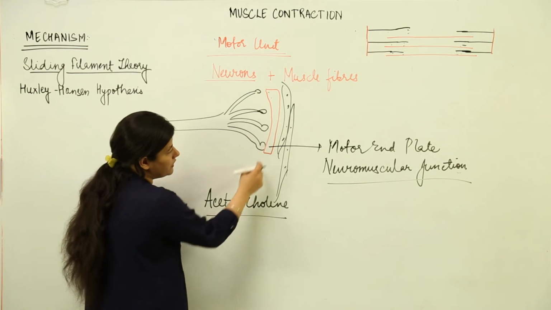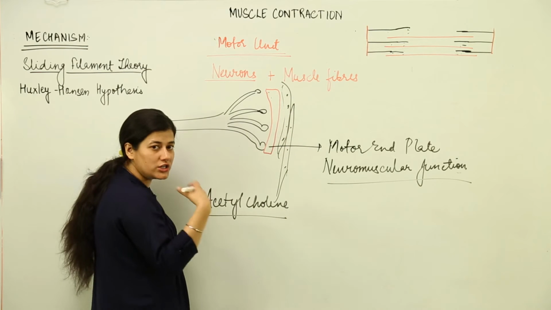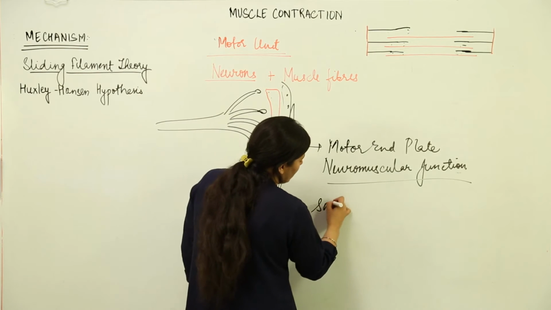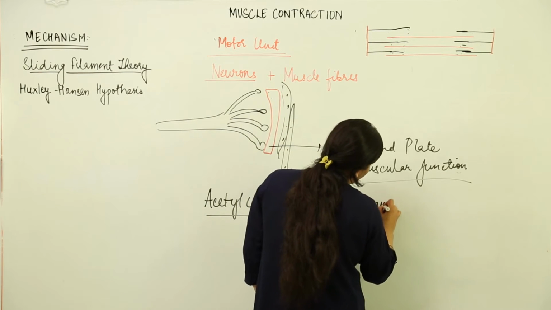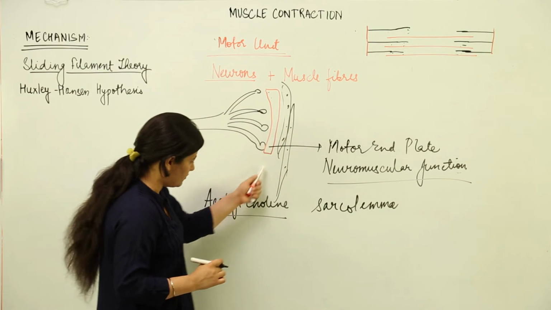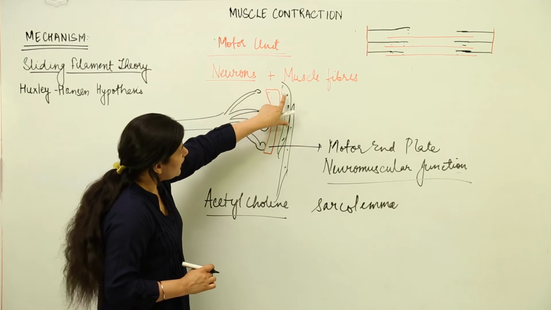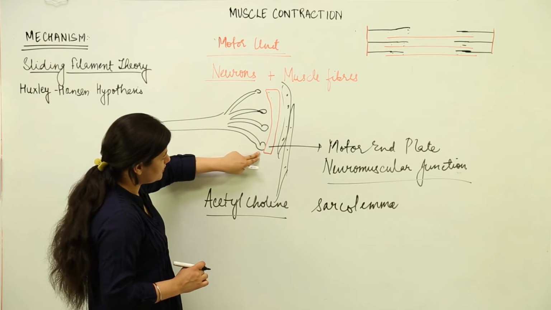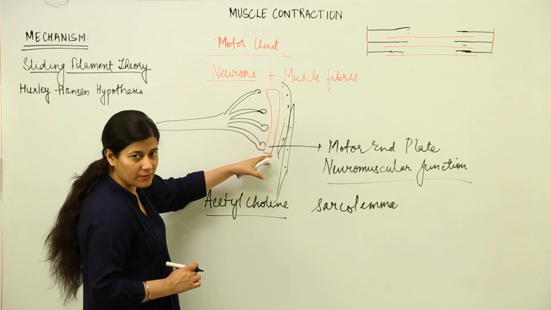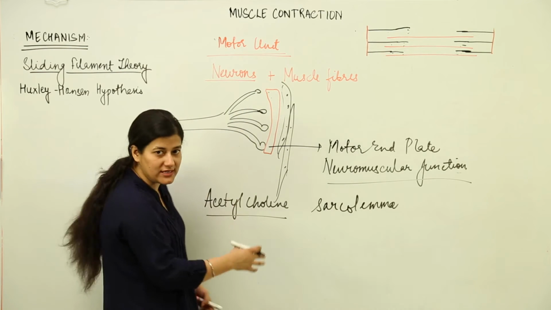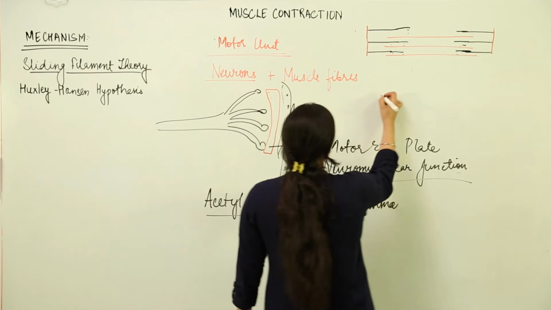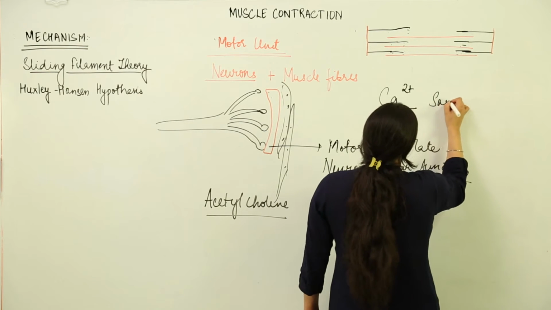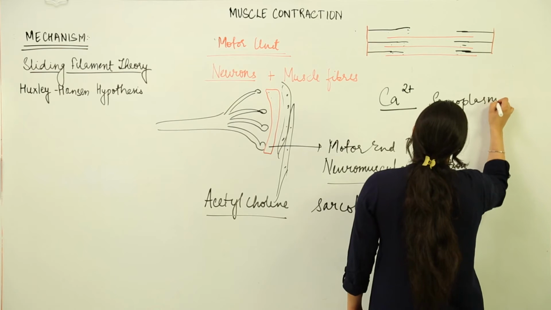That acetylcholine brings about potential change, or it sends an impulse in the sarcolemma. Now what is sarcolemma? You know that it is the membrane of the muscle fiber. Every cell has its own sarcolemma. So the acetylcholine released from the synaptic knobs sends a signal in the sarcolemma, and by that signal I mean an impulse is being sent which leads to release of calcium divalent ions from sarcoplasmic reticulum.